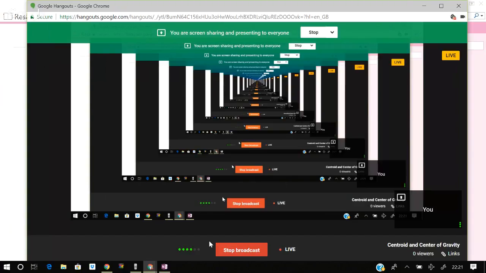So today we'll be learning about centroid and center of gravity. So over here we have few things which we need to remember.